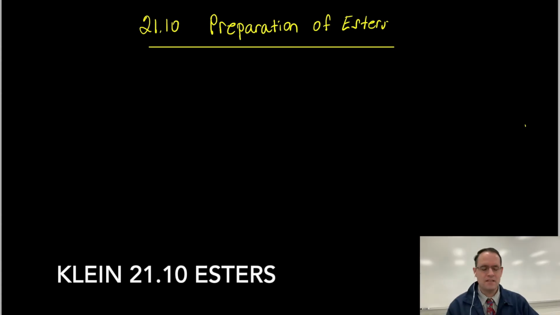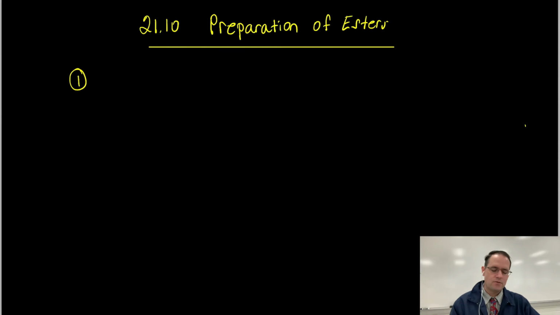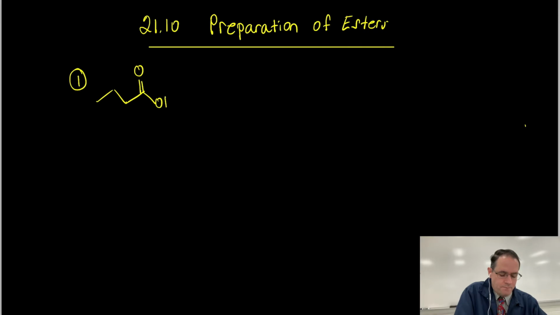Section 10 in Chapter 21 of the Klein's Organic Chemistry textbook talks about preparation of esters. There are three ways to prepare esters. The first way is to take your carboxylic acid, it doesn't matter what it is, and treat it with a base such as sodium hydroxide.